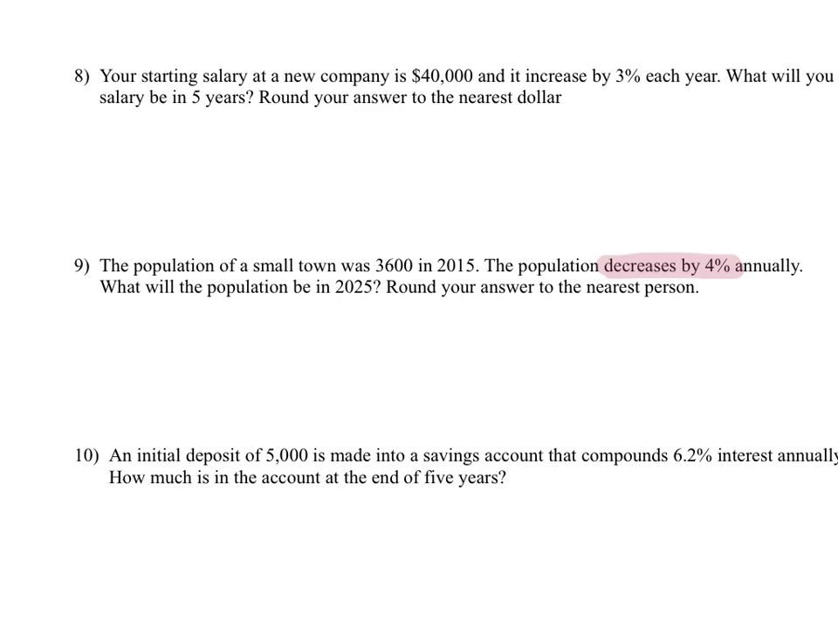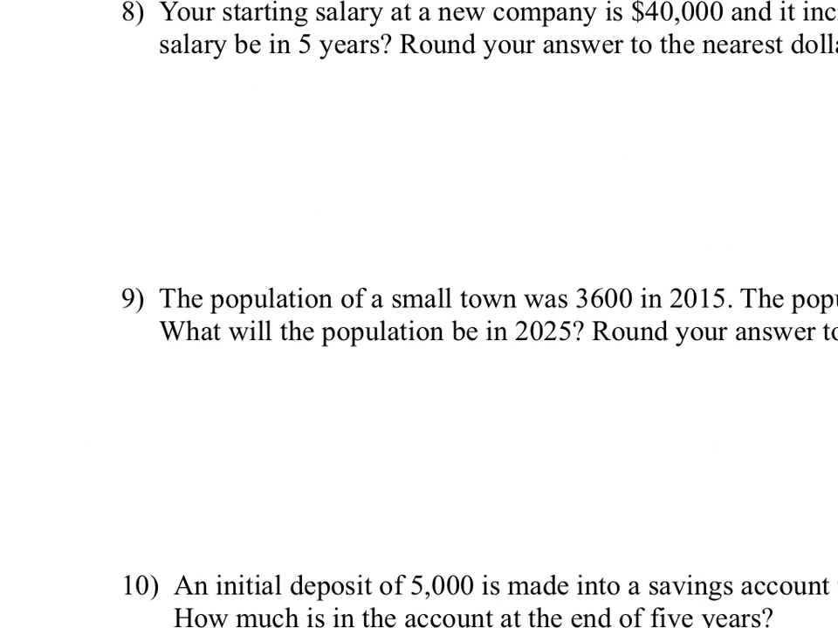So we're going to use the formula A of t. Our amount after a certain amount of time is going to be A times 1 plus r raised to the t. So we have our starting amount, our rate, and our time.